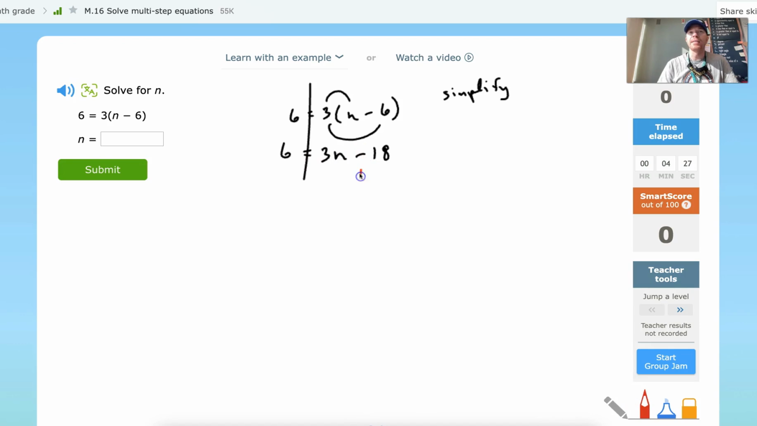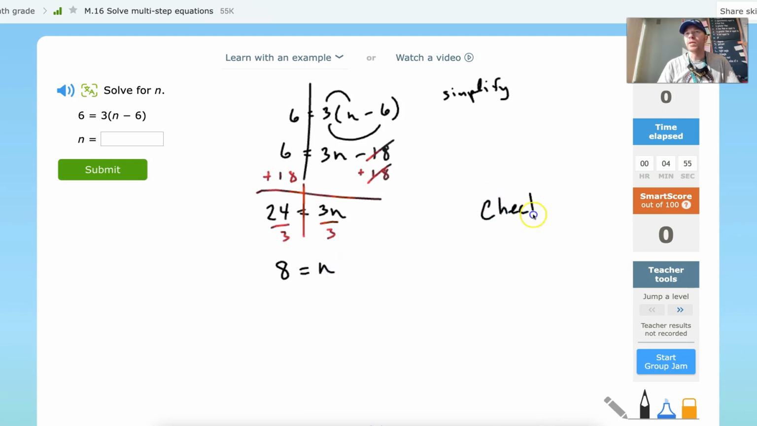So I can add 18 to cancel the minus 18, balance my equation, and we will get here 24 on the left equals 3n. And we can divide by 3. And we'll have solved for n. We'll get n equals 8, or 8 equals n. Quickly, I'm going to do the check step.